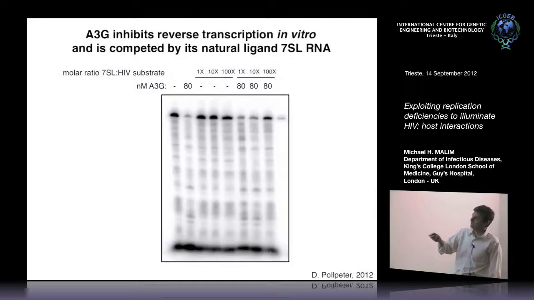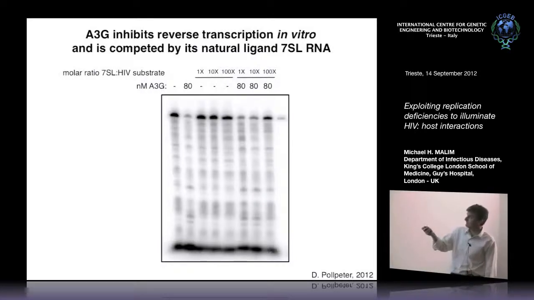We use 7SL RNA for these experiments because 7SL is a defined, very strong RNA ligand for APOBEC3G. We have no idea why this is, but if you look at the RNAs that are bound to APOBEC3G in cells, 7SL is strongly selected for. This is, in fact, the RNA that's in the signal recognition particle. Why that would be, we don't know yet.